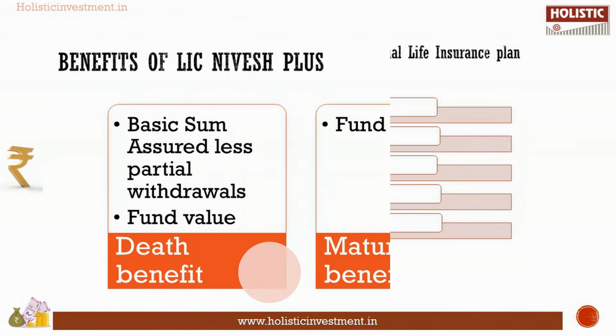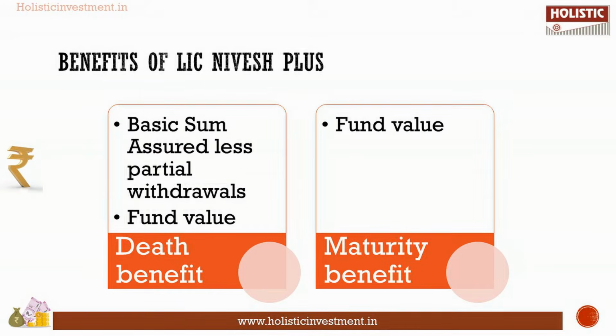Next, we shall look at the benefits. Death benefit: basic sum assured, less partial withdrawals, or unit fund value, whichever is higher is payable. Maturity benefit: unit fund value shall be payable.